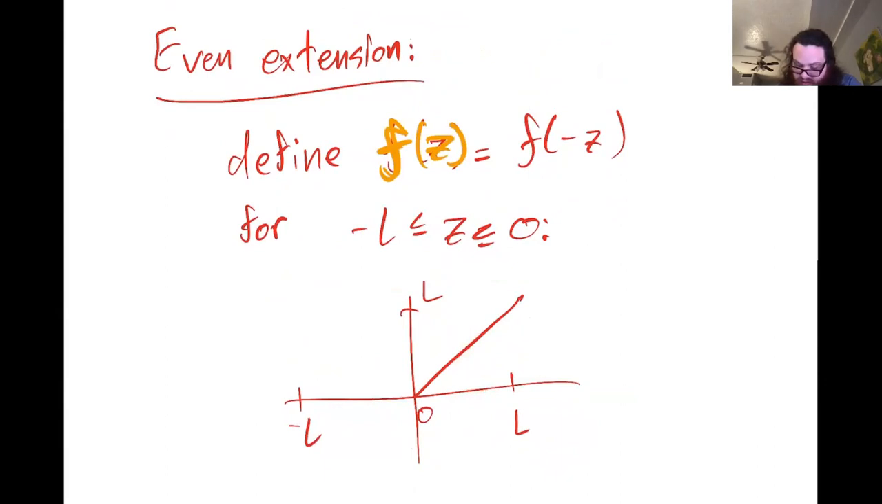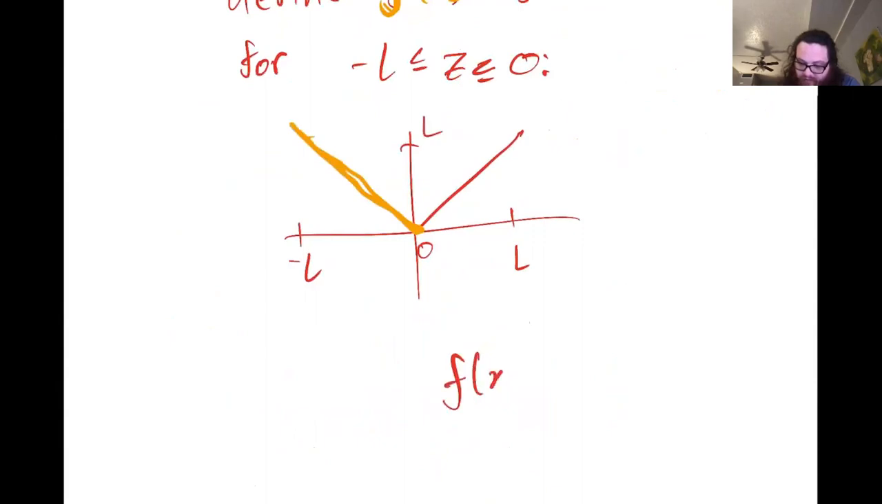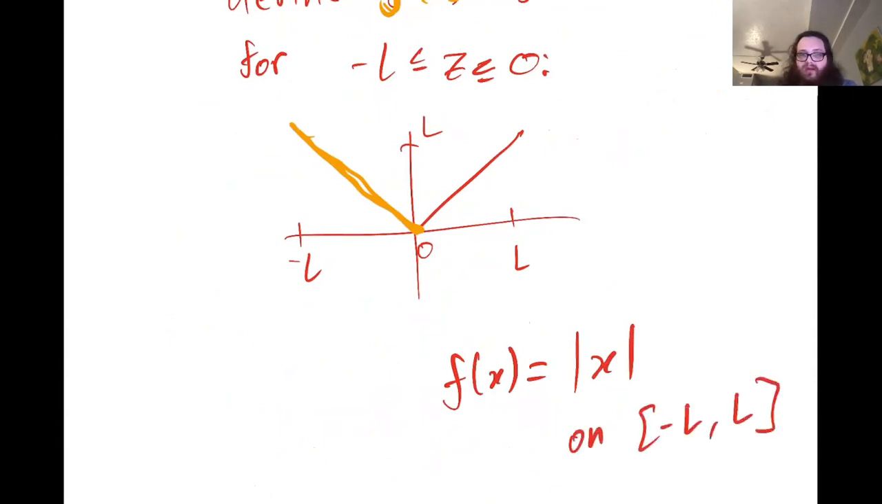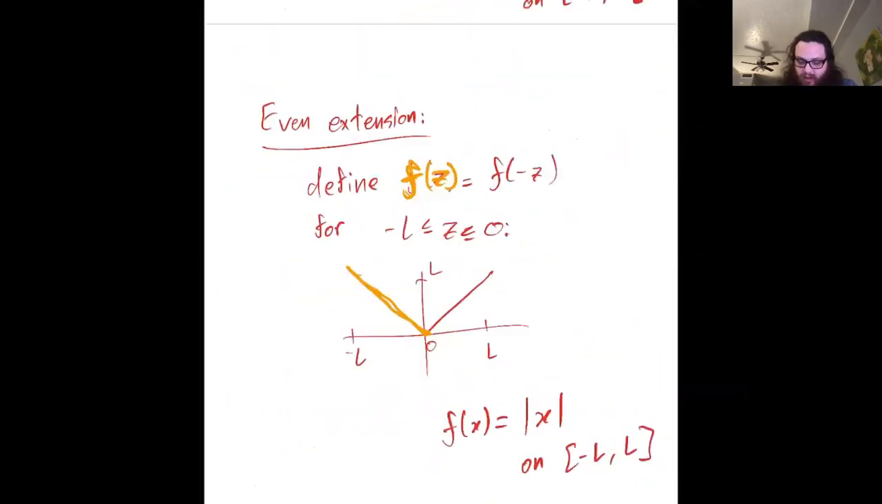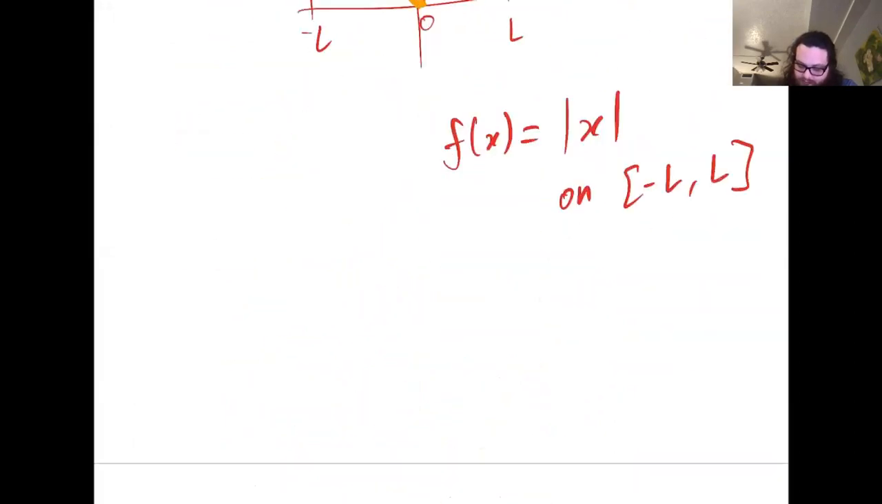Okay. So in general, what do we get? That's going to be the even extension of f to the interval negative L to L. And so in this case, we can write, f of x turns out to be absolute value of x on negative L to L. But again, the point is, starting with information over here, we're using it to define the function over there in one of two ways. Cool.